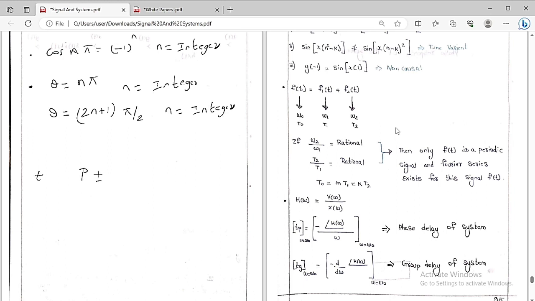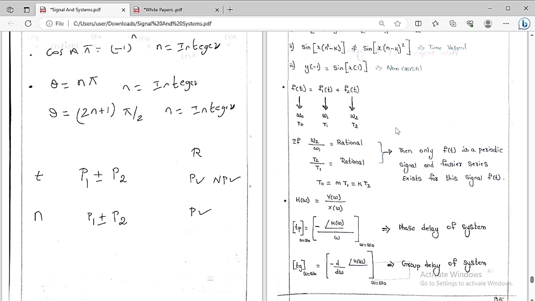In the continuous time case, whenever we add or subtract two periodic signals, the resulting signal can be periodic or it can be non-periodic also. But in the case of the discrete domain, whenever you add or subtract two periodic signals, the resultant is always a periodic signal. I already told you. In the case of continuous time signals, the resultant signal may be periodic or non-periodic. In the discrete time domain, the resultant is always a periodic signal.